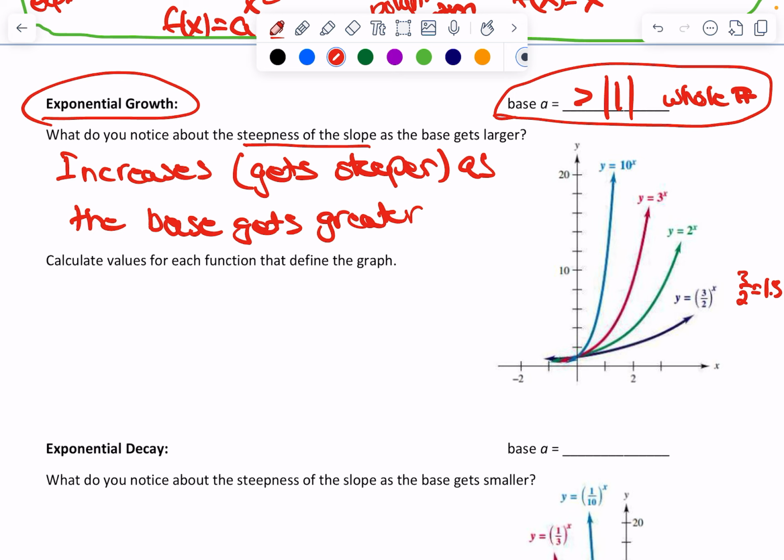Okay, now we're going to calculate values for each of the functions that define the graph. So what we're going to do is, hold on a second. Let's start with y equals 2 to the power of x.